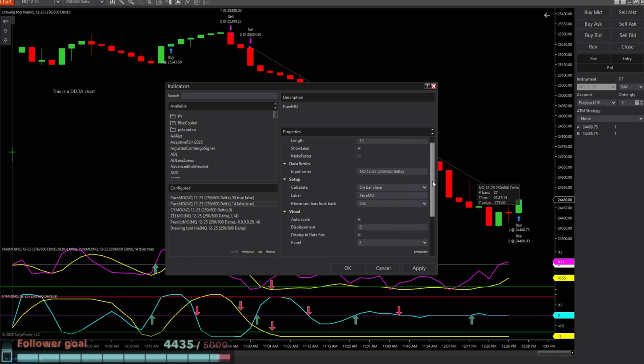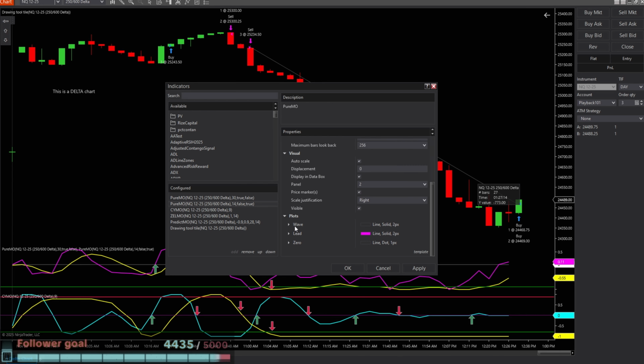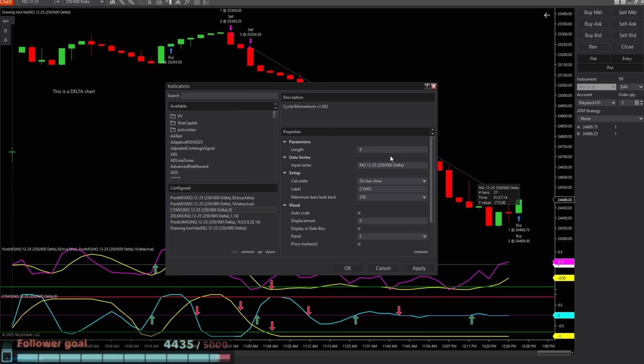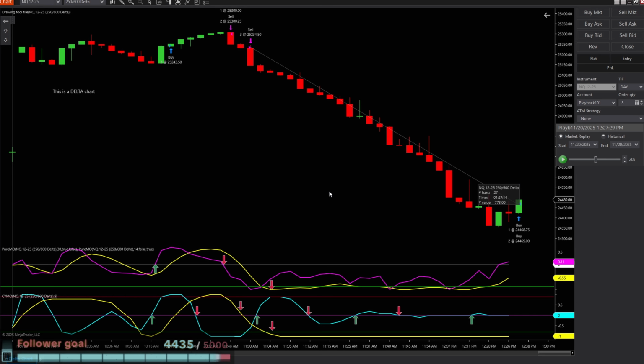And then you're going to come down here, and you're going to make the wave line transparent, and you're going to make the zero line transparent too. That's all you're going to do. Then you're going to come over here to CYMO, and you're going to make this bad boy 9 if you're trading the NASDAQ 100 futures right here. You're going to make it 9, hit apply, okay.